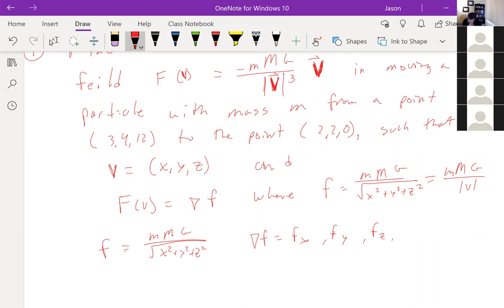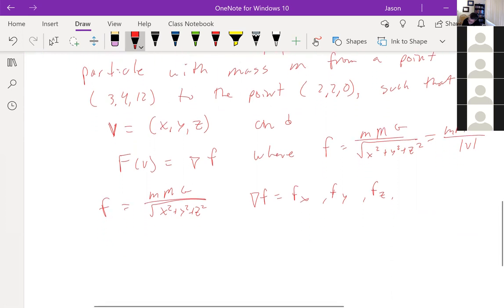Okay, so then what are we going to get here? Well, we're going to get the gradient of f. Let's take the derivative with respect to x first. So this is going to be 2x on the top, mg 2x over... take the derivative, that 2x comes from the chain rule.